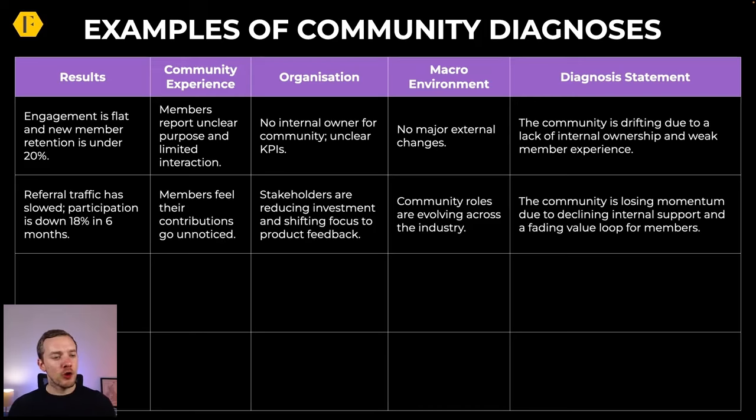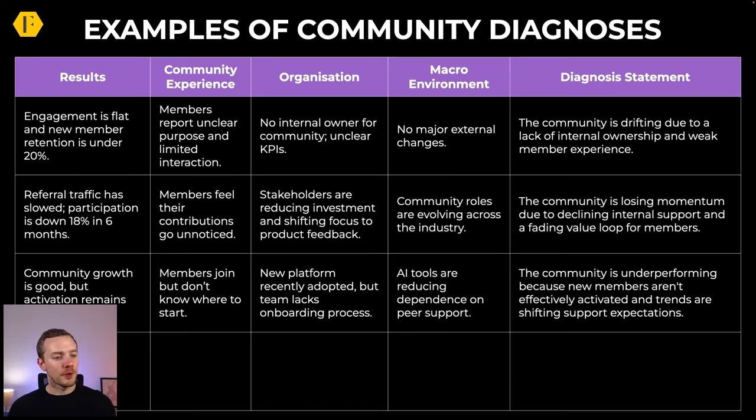Another example: referral traffic is slowed. Participation is down 18% in 6 months. When we look at the community experience layer, we might find that members feel their contributions go unnoticed. The organization might be reducing their investment and shifting focus to product feedback. We might find community roles are evolving across the industry. Then we can diagnose this too. The community is losing momentum due to declining internal support and a fading value loop for members.